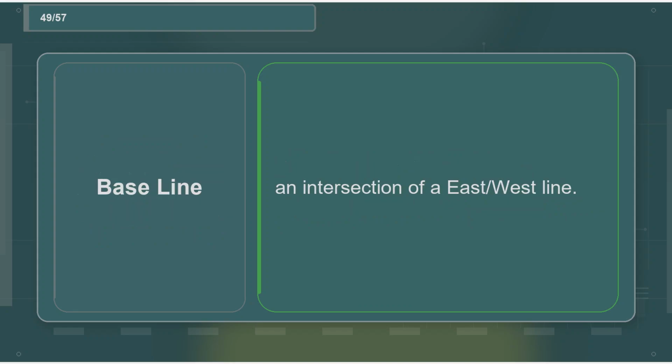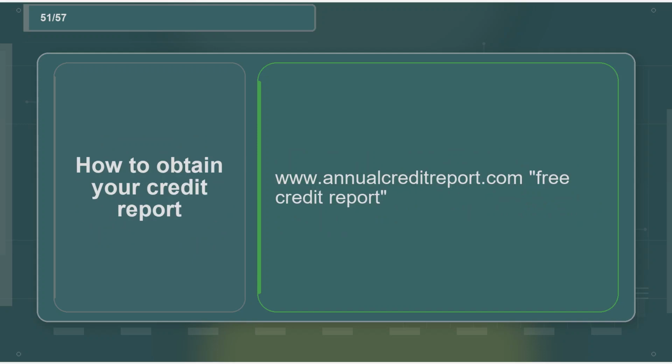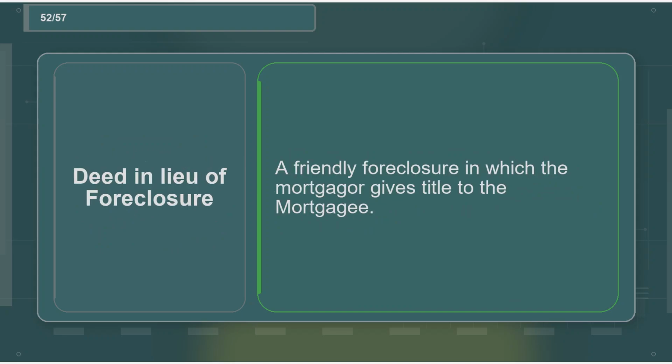Flashcard 49, term: baseline. Definition: an intersection of an east/west line. Flashcard 50, term: involuntary alienation. Definition: descendants, escheat to state. Flashcard 51, term: how to obtain your credit report. Definition: www.annualcreditreport.com, free credit report. Flashcard 52, term: deed in lieu of foreclosure. Definition: a friendly foreclosure in which the mortgagor gives title to the mortgagee.